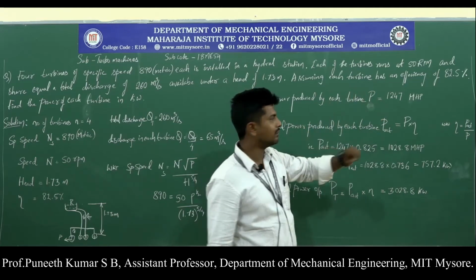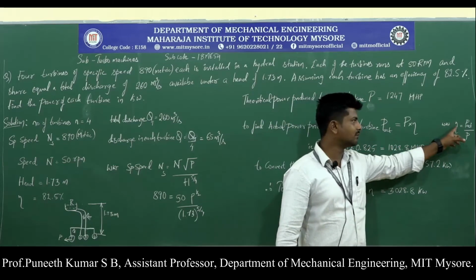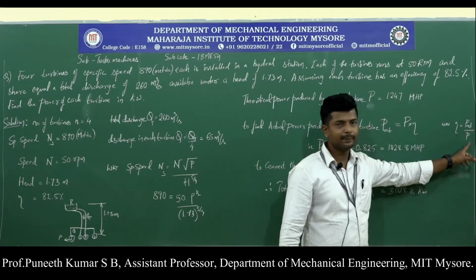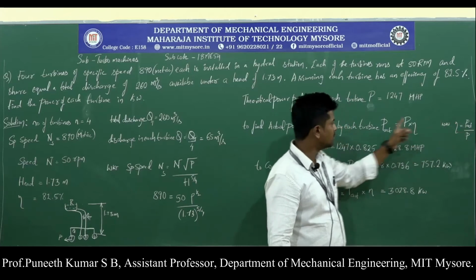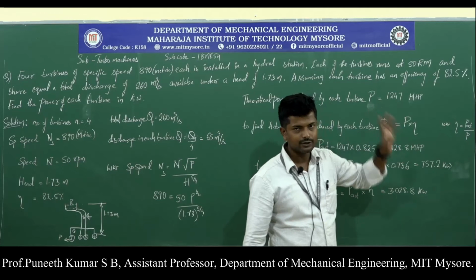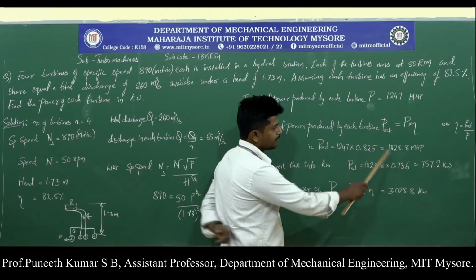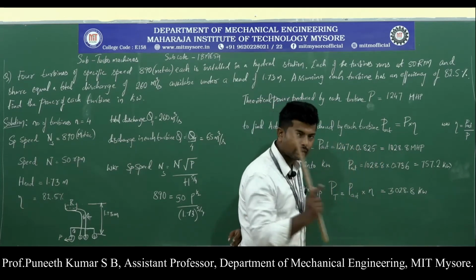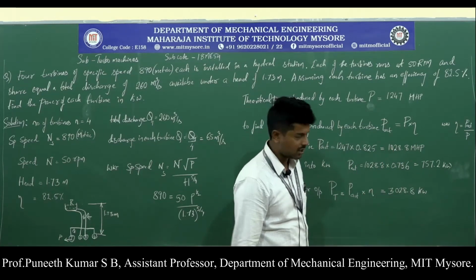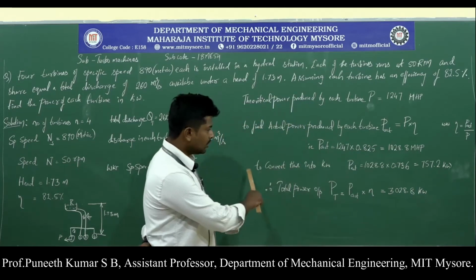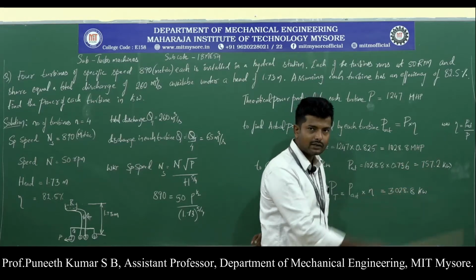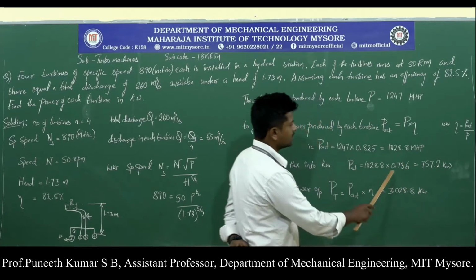To find the actual power, what are we doing? We know the efficiency formula. The efficiency is equal to P actual by P ideal. So, rearranging it to find the P actual, I have just multiplied P into efficiency. So, further doing it, the actual power output by each of the turbines is 1028 metric horsepower.